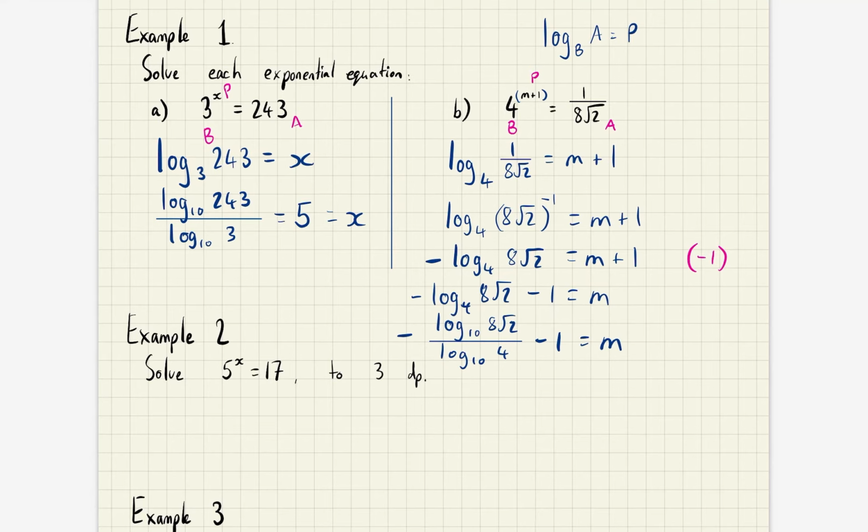So I've got negative log 8 root 2 over log 4, minus 1, which is separate to the fraction, and that gives me a horrible number, negative 1.263 and so on, and we'll just leave it at that. That's the answer there.